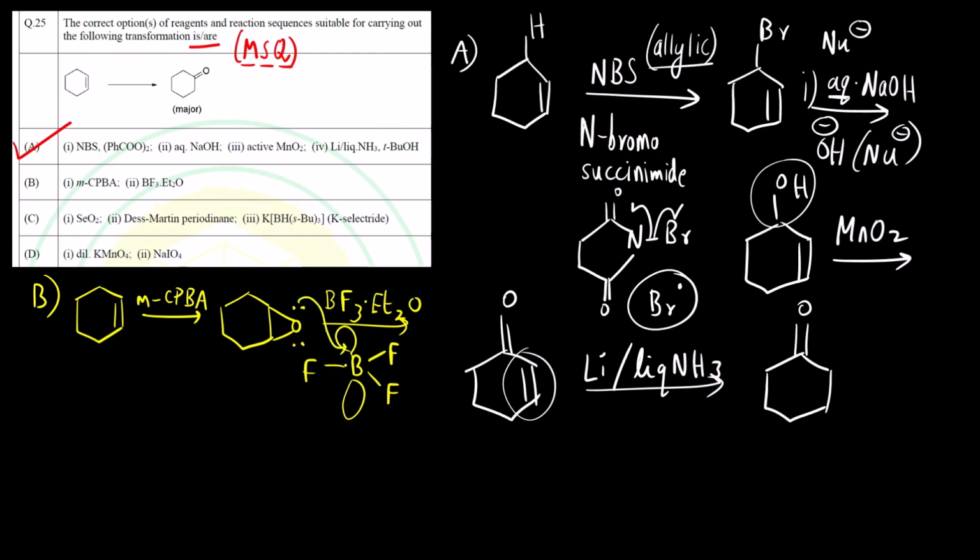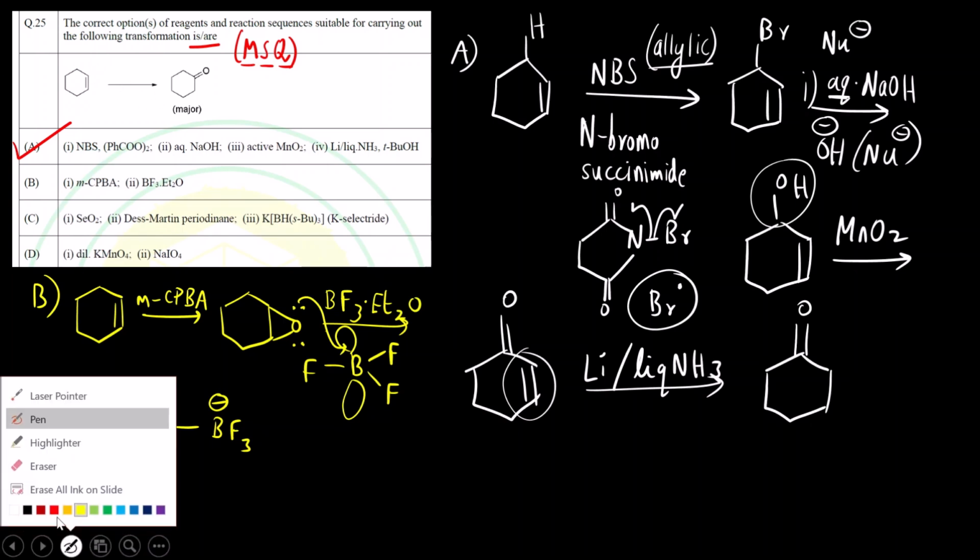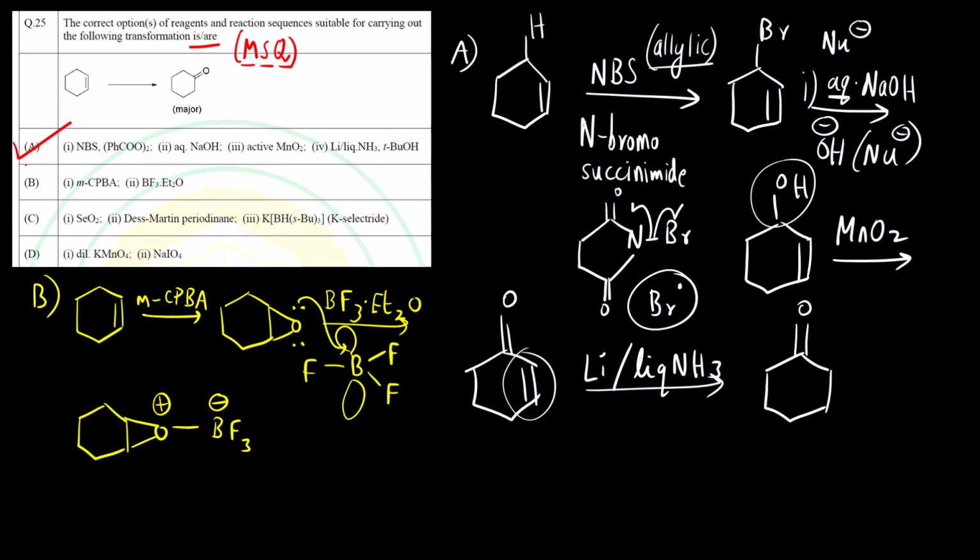It will donate electrons into the vacant p orbital of boron, and form a complex, plus BF3 minus. Okay, so after this, what will happen? There is no other reagent given, so this is not going to be the correct answer, because we want this cyclohexanone. After this, generally some nucleophile will attack either from this side or from the other side, and the epoxide ring opening will take place. But since there is no nucleophile given, further reaction will not take place.